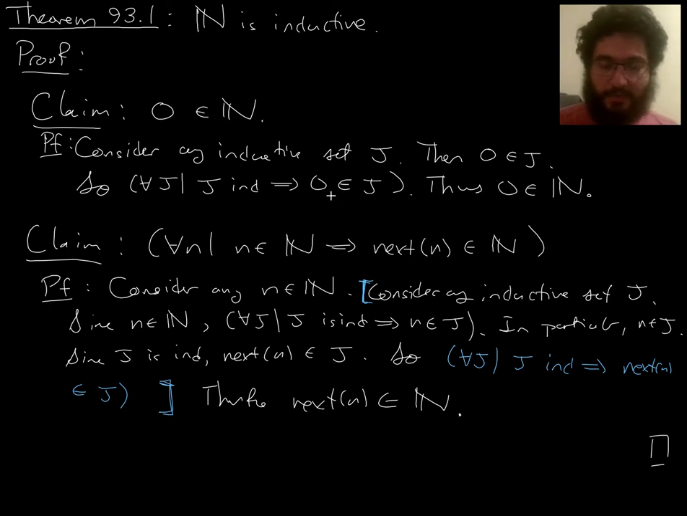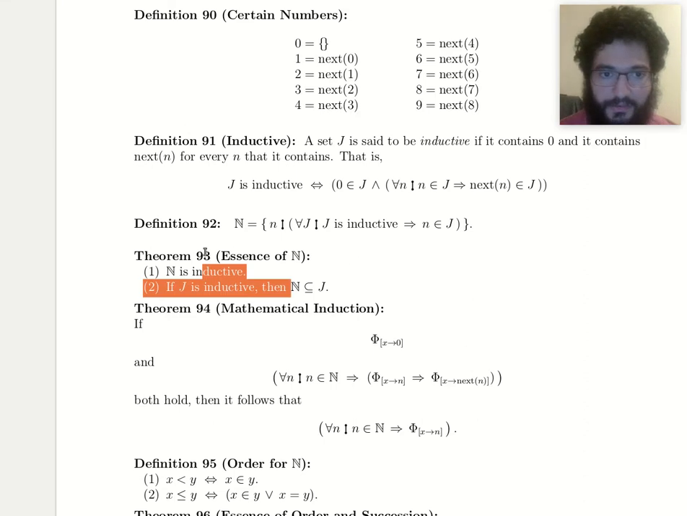So anytime you're wondering, is 0 a natural number? This theorem is the answer. Since it says N is inductive, it tells you that 0 is in N. Let's suppose I want you to prove 2 is a natural number. How would you do that? Well, 0 is a natural number since N is inductive. This is by theorem 93.1.